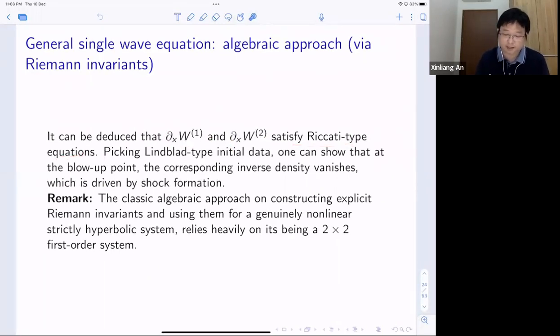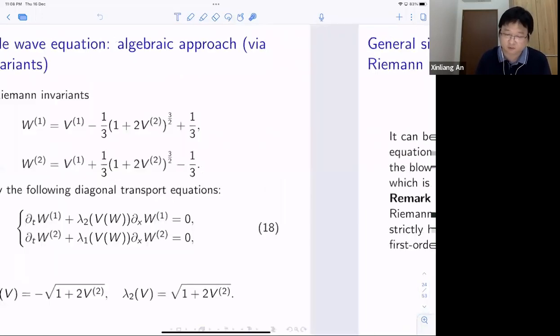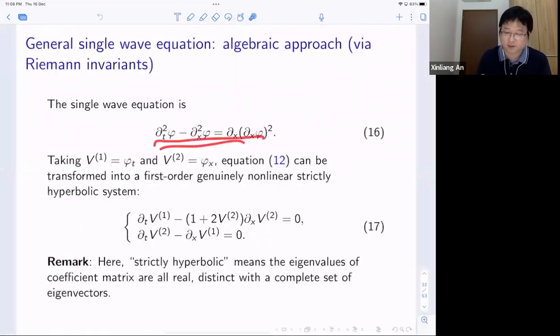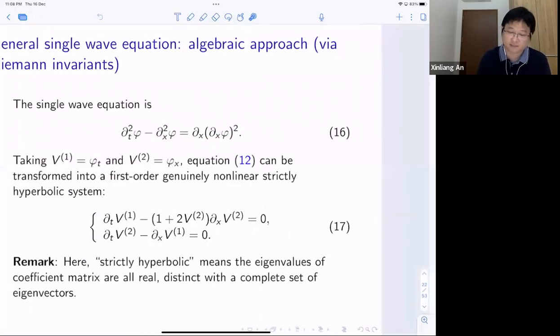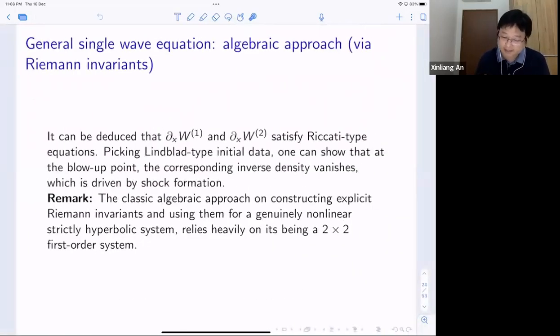If we pick the Lindblad type initial data, we can see that we will have blow-up. If we translate into the geometric language, this also gives us the inverse foliation density to be zero, which is also the shock formation. So for a single, very simple 1+1 quasilinear wave equation, we have at least two ways to talk about the shock formation.